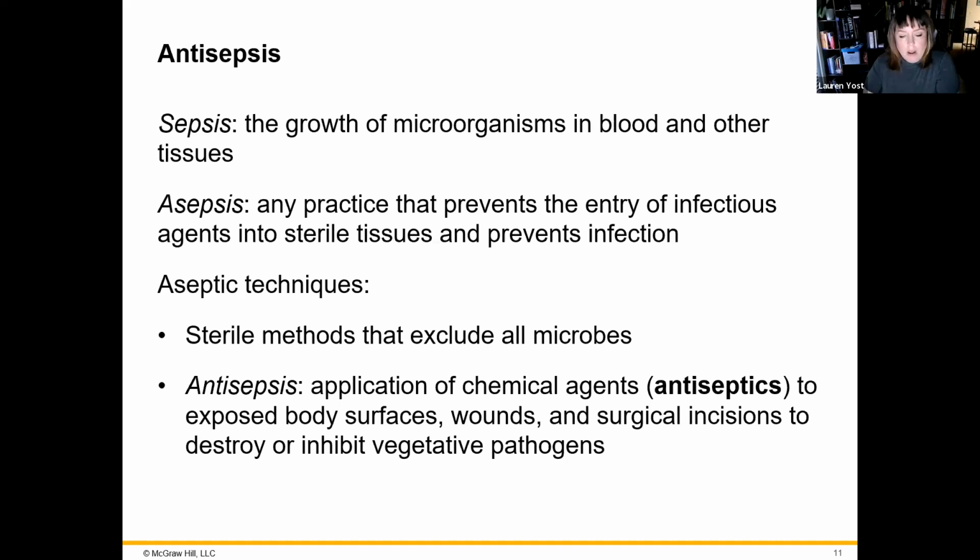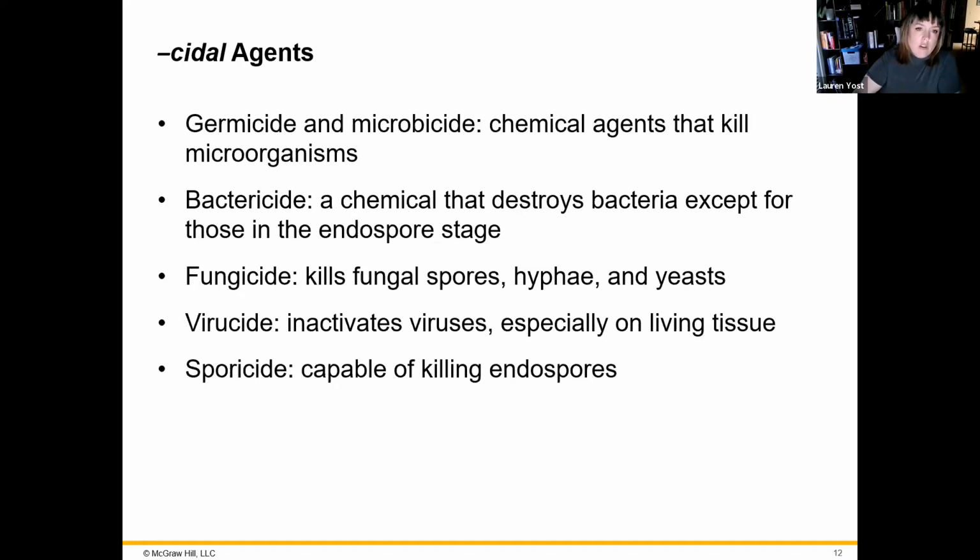Antisepsis would be any application of chemical agents that would aid in something like this. So we are talking about exposed body surfaces, wounds, surgical incisions. These are going to be things that will destroy or inhibit vegetative pathogens on living tissues.